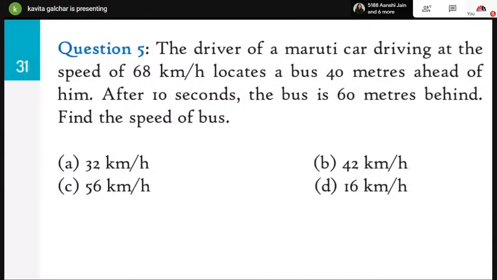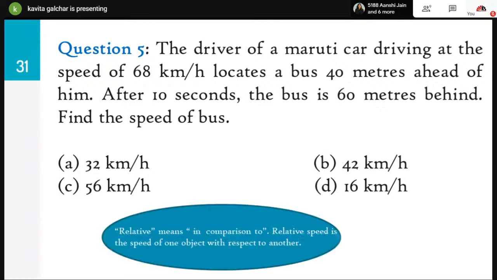Next example: the driver of a Maruti car driving at a speed of 68 km per hour locates a bus that is 40 meters ahead of him. After 10 seconds, the bus is 60 meters behind. What is the speed of the bus? Is it 32 km per hour, 42 km per hour, 56 or 60? See, here you have two things. First one is the Maruti car and the other is the bus. It means both are moving. You need to apply here the concept of relative speed.